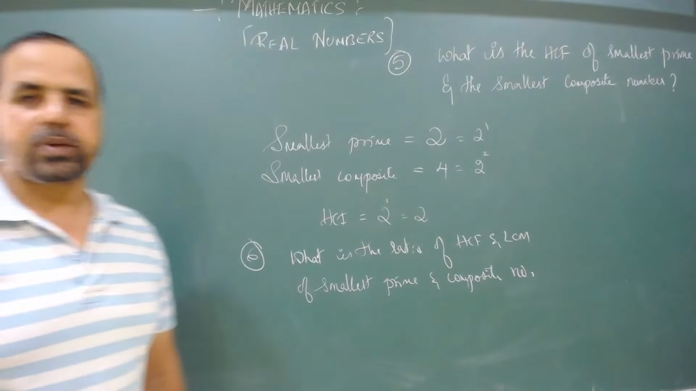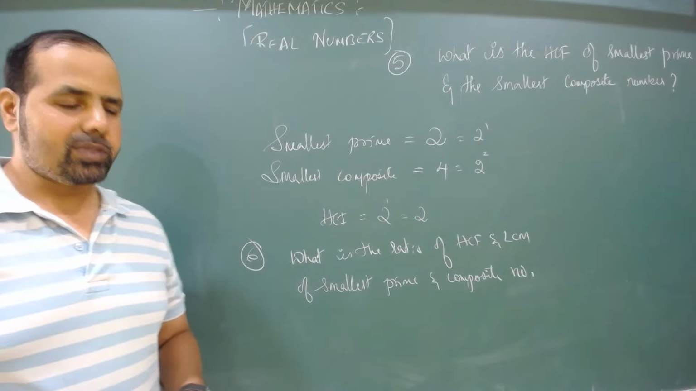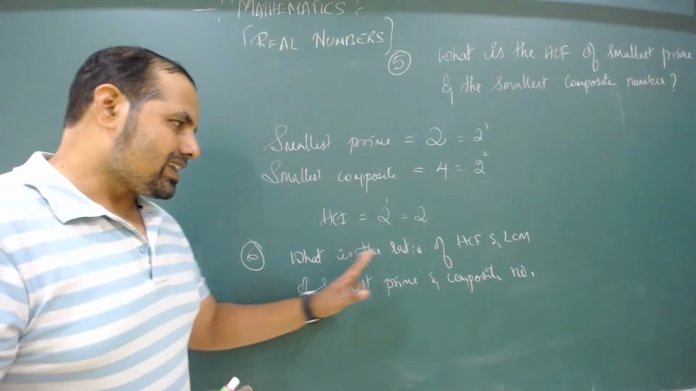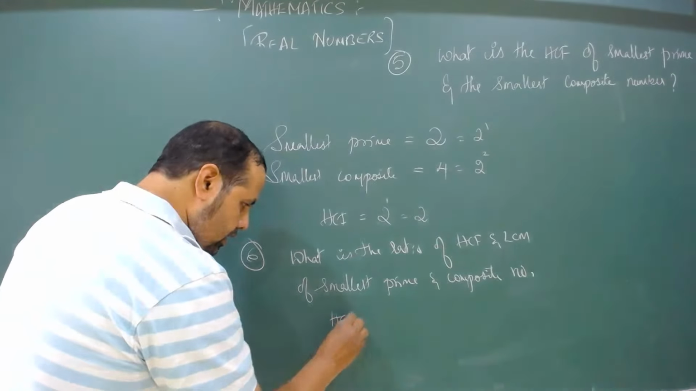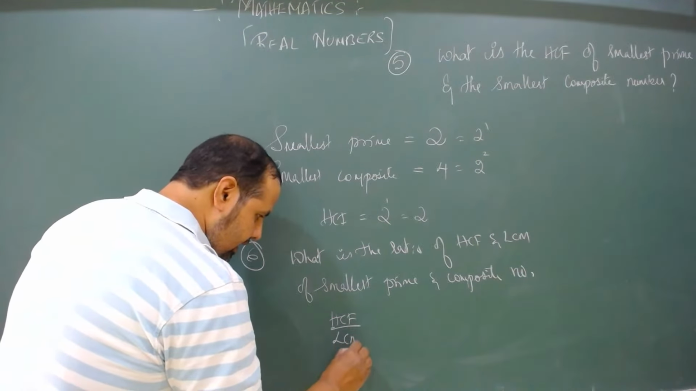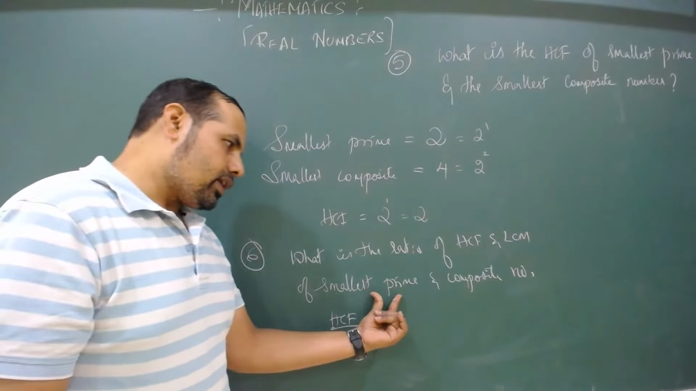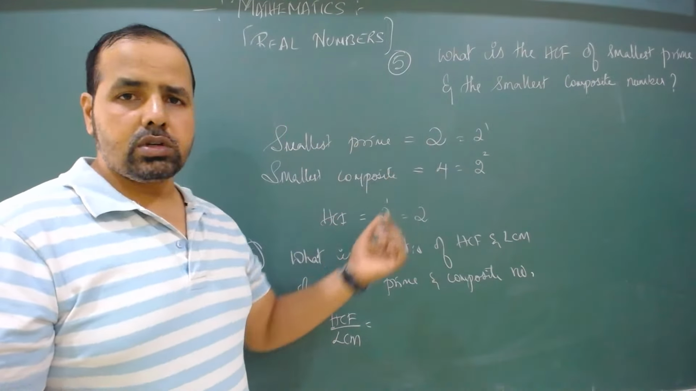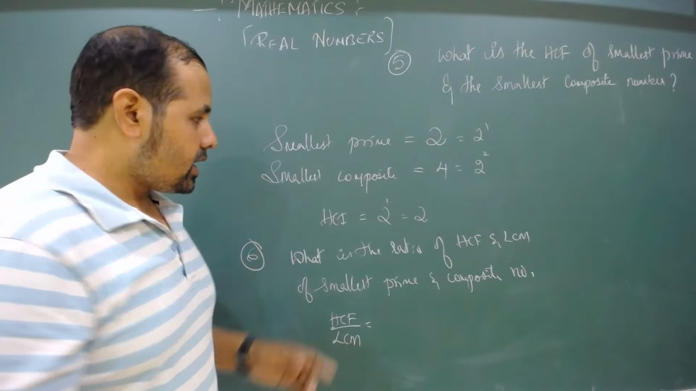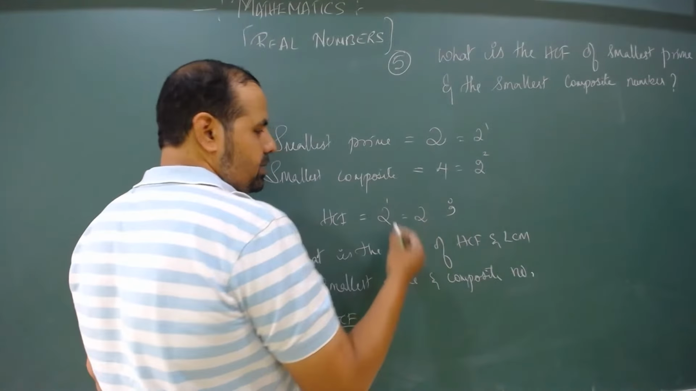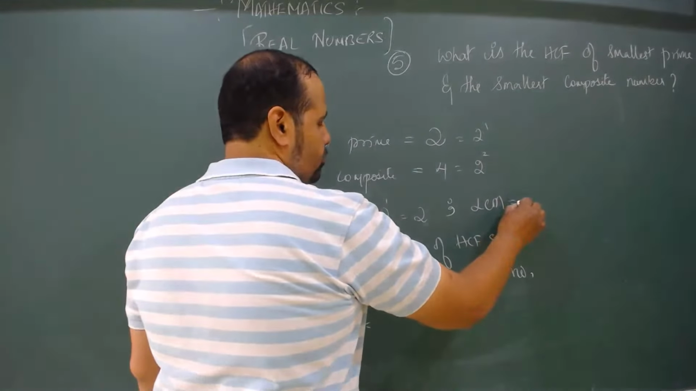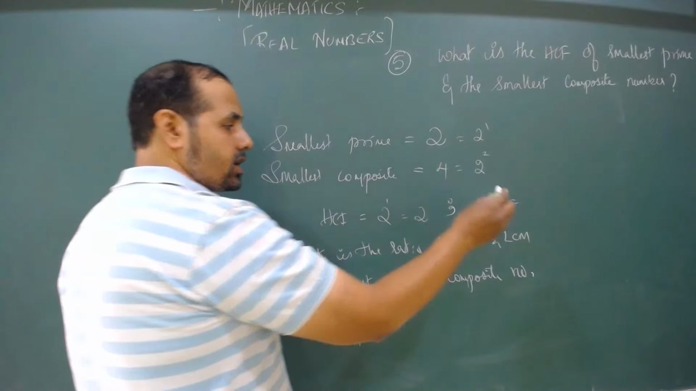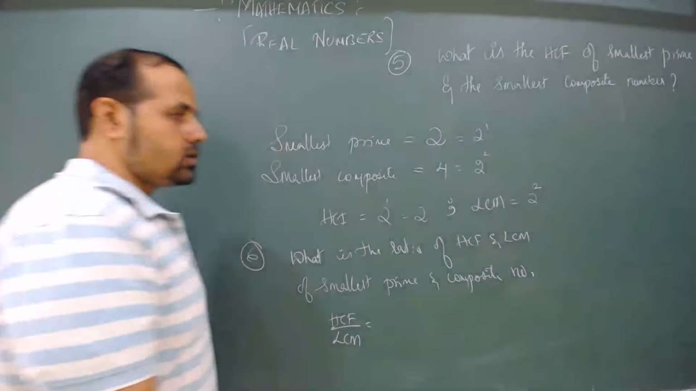I had seen this particular question in one of the sample papers, most probably in the year 23 or 24. What is the ratio of HCF and LCM of smallest prime and smallest composite number? The smallest prime number is 2, smallest composite number is 4. HCF I have already written here. Let me write the LCM. LCM would be the highest power of the numbers present in it. So the highest power of 2 is 2 square, that is 4.